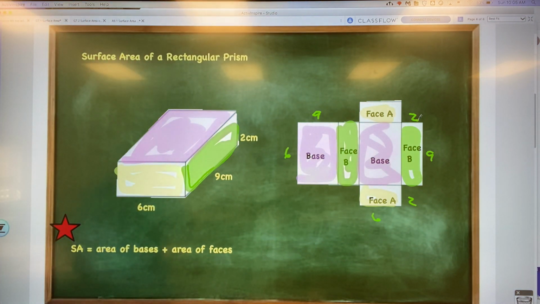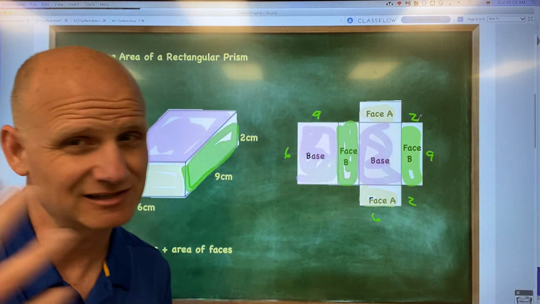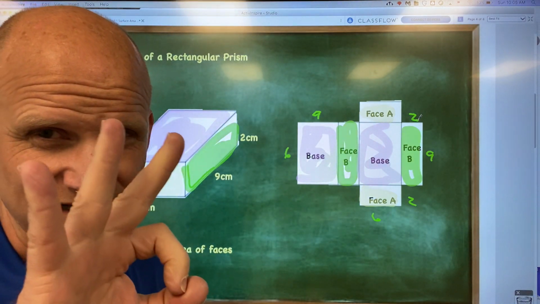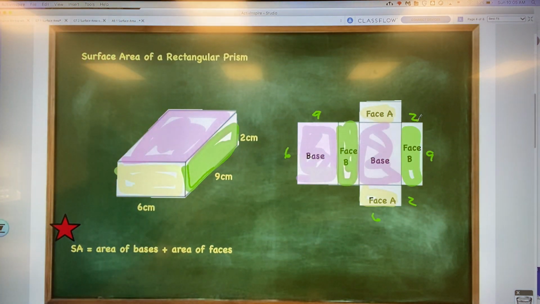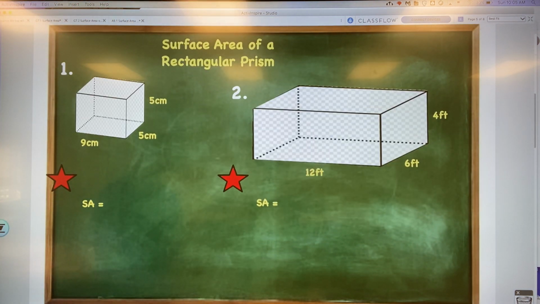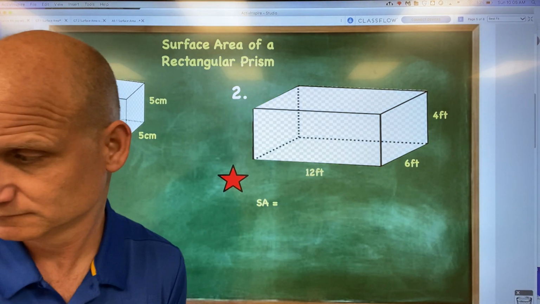So to find the surface area, it's just the area of the bases plus the area of the faces. It's the area of the 3 rectangles, but after you find the area of each, you've got to multiply by 2. Hey, press pause and find the surface area of each, and we'll go over these tomorrow. Press pause.